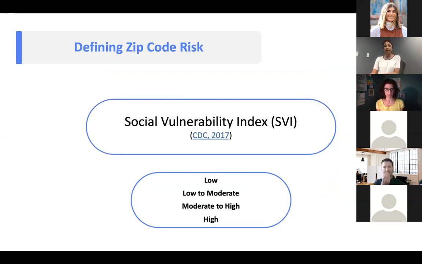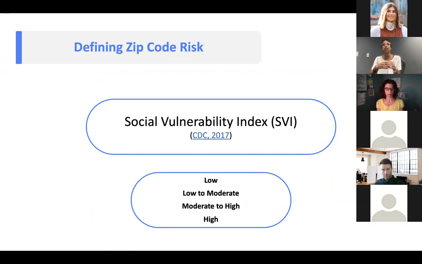So first, we're going to define zip code risk. Zip code risk is one of the metrics we use to look at our sample population. We use something called the Social Vulnerability Index, or the SVI. It's from the CDC and the US Census Bureau. And it specifically ranks zip code tracts and even census tracts by percentile risk of environment.